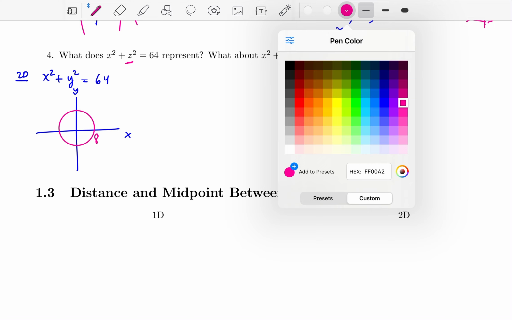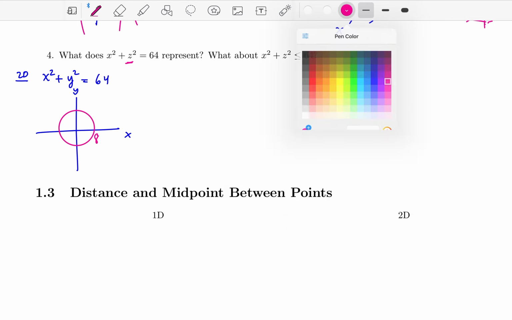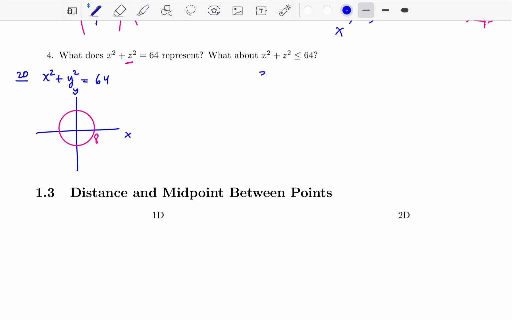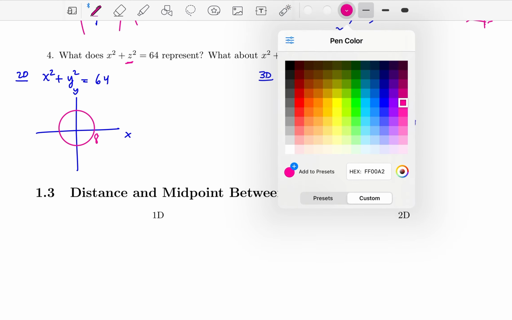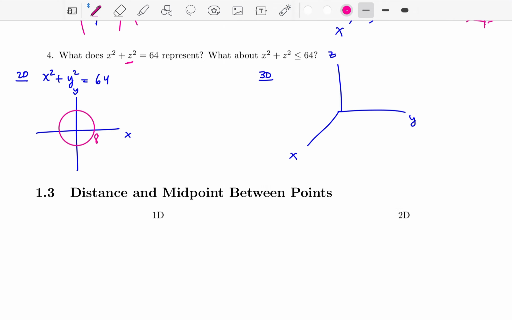So let's move up to 3 dimensions. Okay, so I have here my x, y, and z. If I have x squared plus z squared, then y is equal to 0. So this is actually happening on the xz plane, okay? This is when y is equal to 0. So let me make it here.